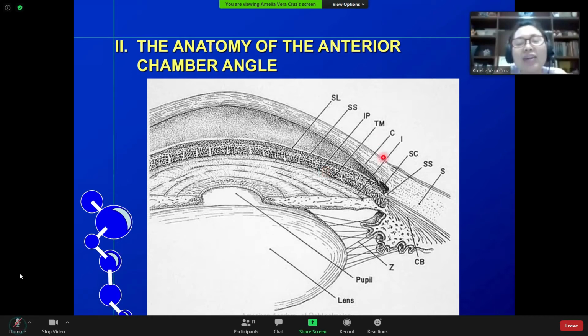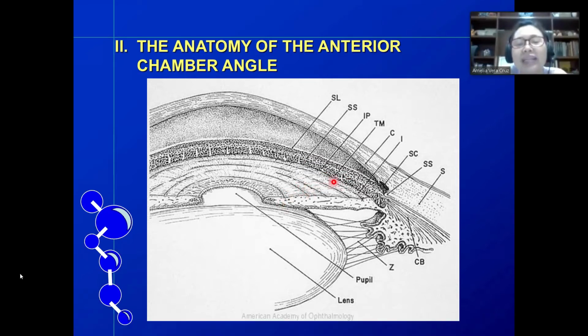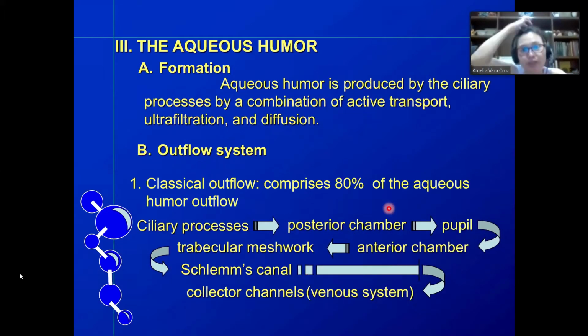Okay. Ayan, ito sinasabi ko sa inyo, ito yung mga humps ng iris. So if you will imagine that later, babalik lang tayo dyan sa drawing na yan. Here's your ciliary body band na. Okay. So, the formation of the aqueous humor, it is produced in your ciliary processes by combination of active transport, ultrafiltration, and diffusion. Okay? Now, this is the outflow system.